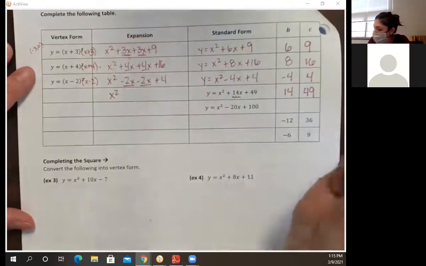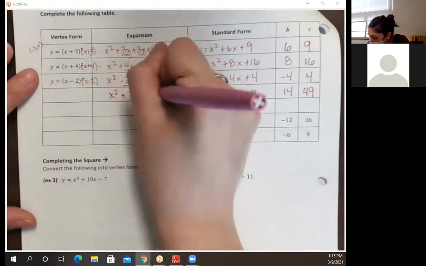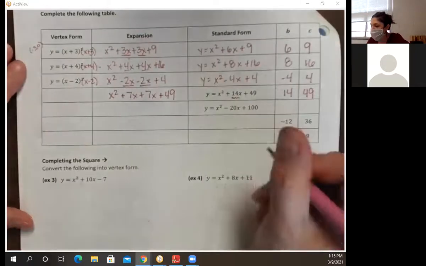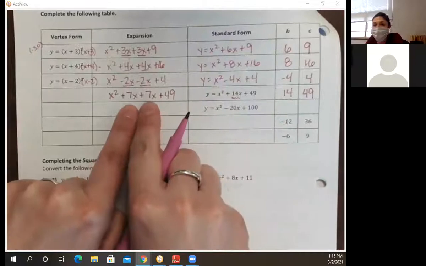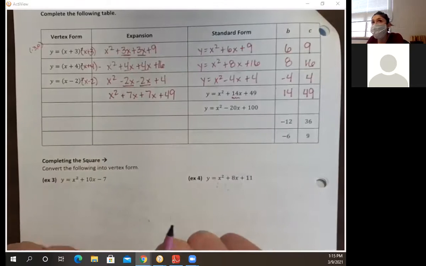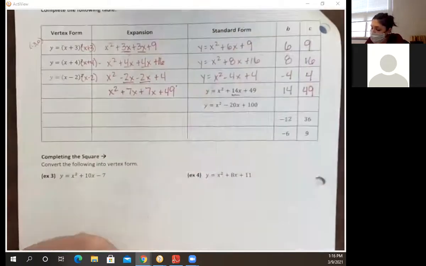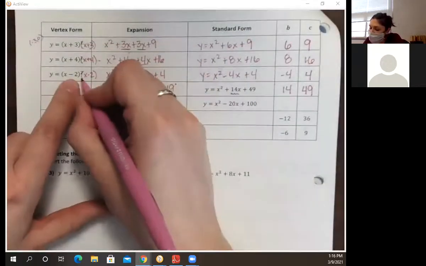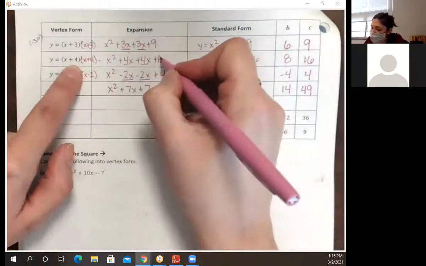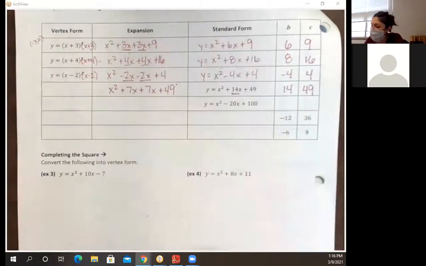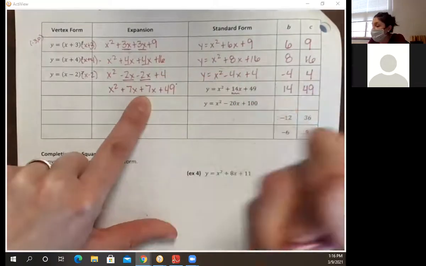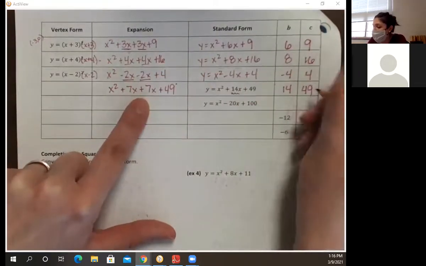So my distributed work, I would expect to look like this. Instead of 14, I should have had 7x and 7x. Now, I also want to point out that 7 times 7 would give us 49, just like negative 2 times negative 2 gave us 4, and 4 times 4 gave us 16, and 3 times 3 gave us 9. That cut in half number, if I multiply it by itself or if I square it, I get that c value.